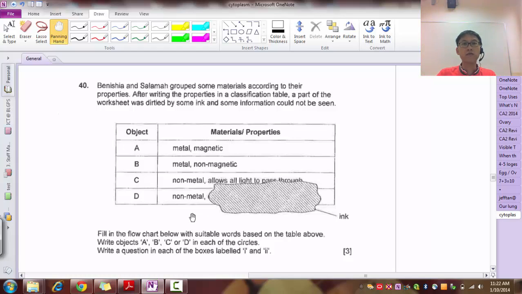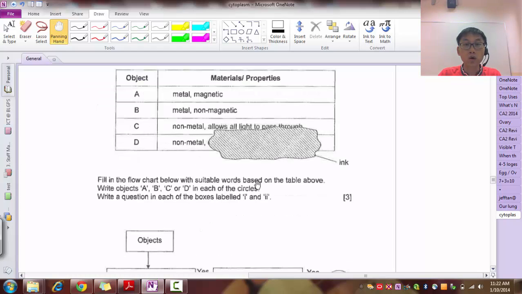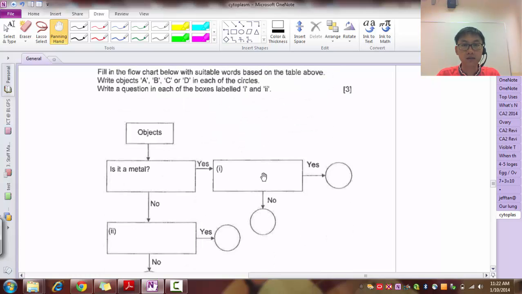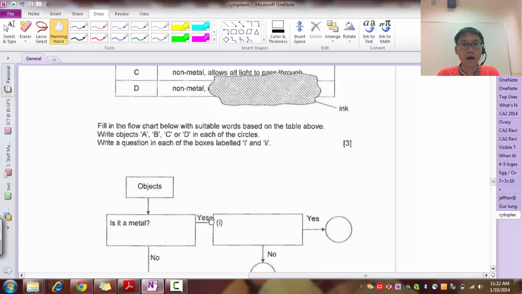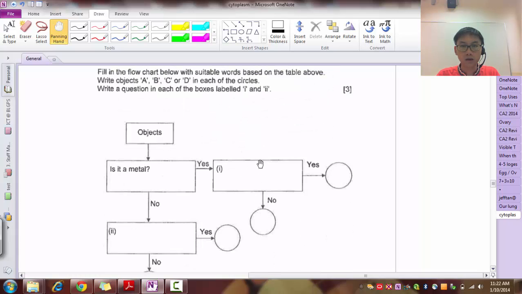So you're supposed to fill in the flow chart below with suitable words based on the table above. And write objects A, B, C, or D in each of the circles. So each circle, you must write the letters A, B, C, or D. And write a question in each of the boxes labeled I and II. Okay, so part 1, you have to write in a question. Part 2, you have to write in a question. Okay, because it's a question, then there's an answer yes or no.